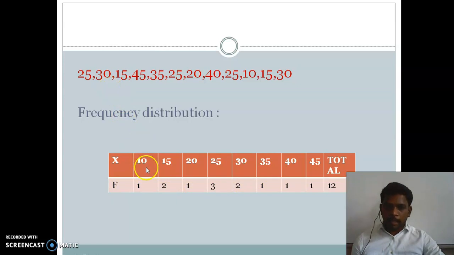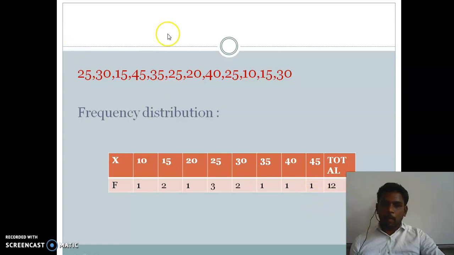So look at the number 10. 10 here is only one time, so 1. And look at 15. So 15 here and here, so 2 times. So 15 is repeated 2 times. And what about 20? 20 is repeated only 1 time. And then 25, so here 1, here 2, and here 3. So 25 is repeated 3 times. Similarly 30 is repeated 2 times. 35, 40 and 45 are repeated only 1 time. So the total observation is nothing but 12.